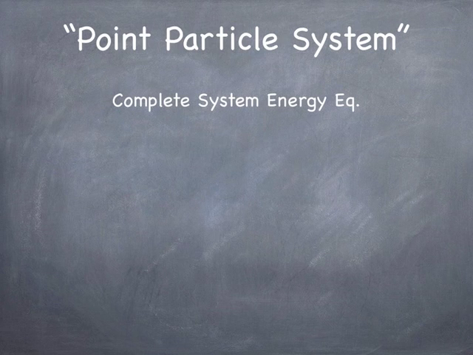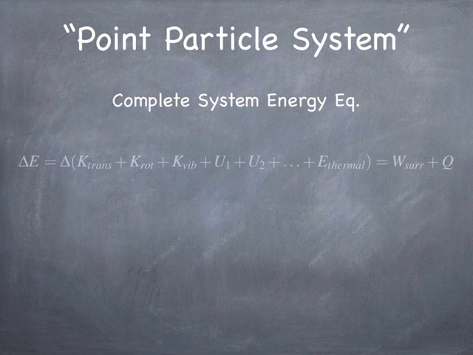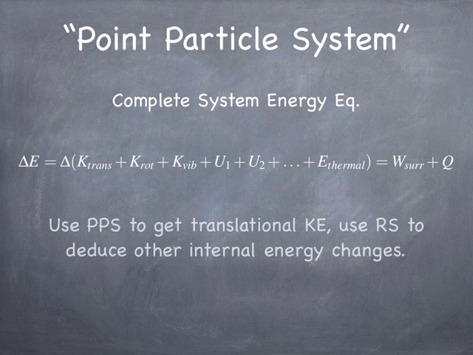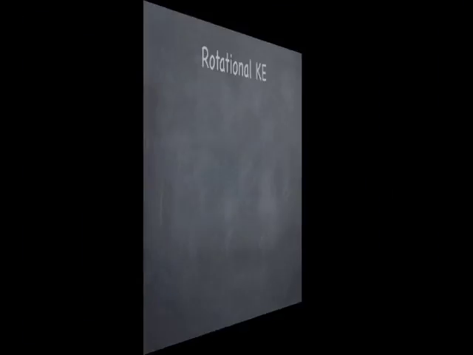After you get the translational part of the change in kinetic energy, you know that if there is any other change in kinetic energy, it's got to be the relative part, the rotational and the vibrational part. So that means that you can use the full system energy principle to compute the rotational and vibrational changes in kinetic energy. So that's the idea. We start with the point particle system, work out the change in the translational kinetic energy, and then use the full system energy principle to work out the other ones. And that's the way that works.